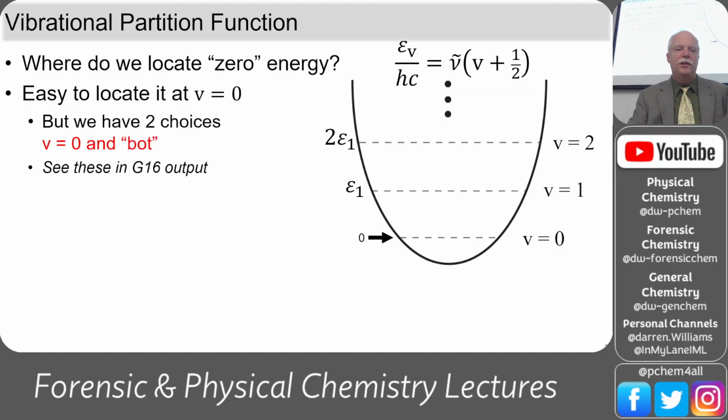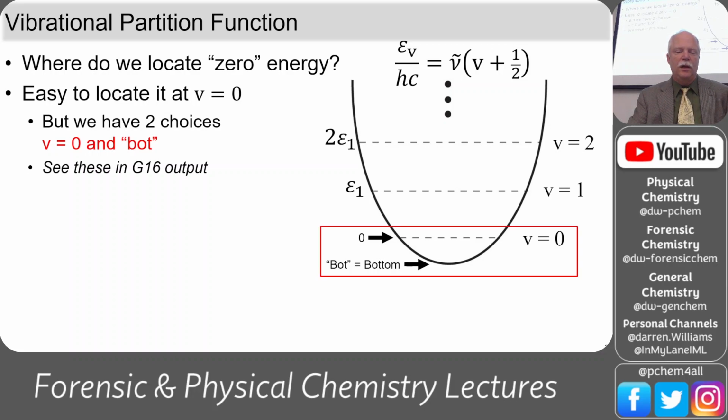So we have a couple of choices. We can locate the energy at V equals 0, or we could locate it at the bottom of that potential energy surface. And we'll see those in the Gaussian output. You'll see BOT or 0, or V equals 0 in the output. So those are our two choices for where we locate 0 energy.